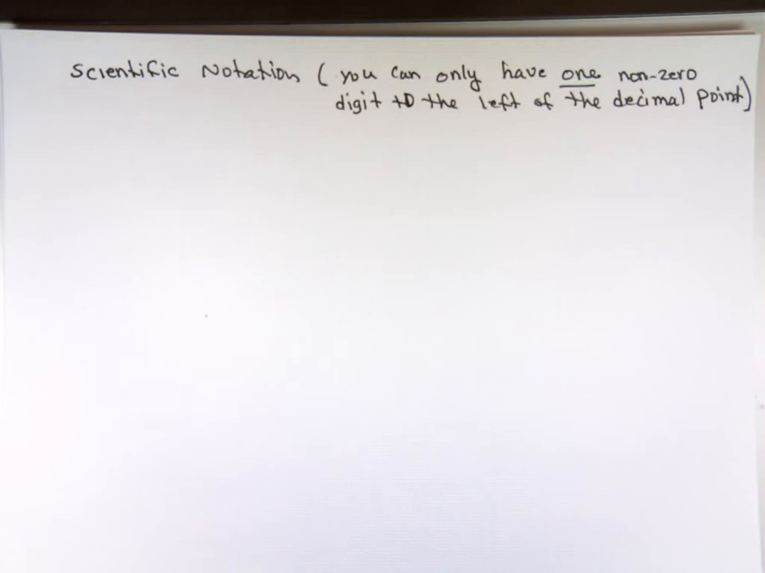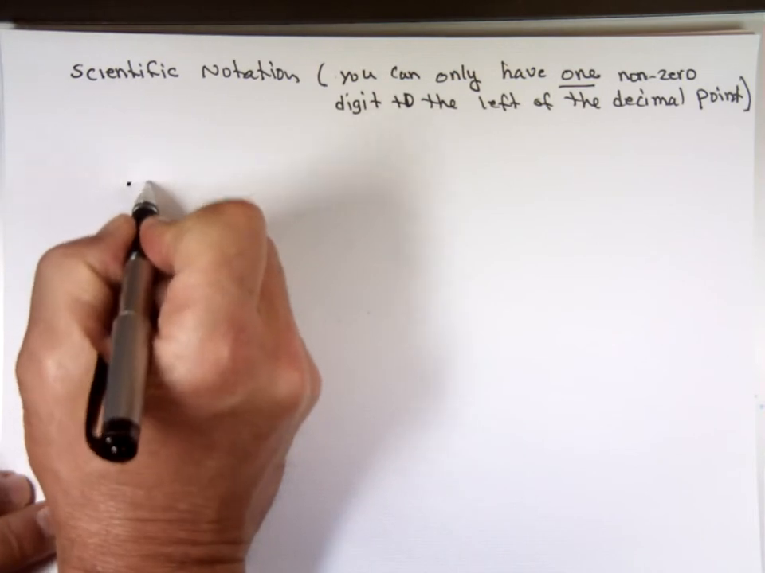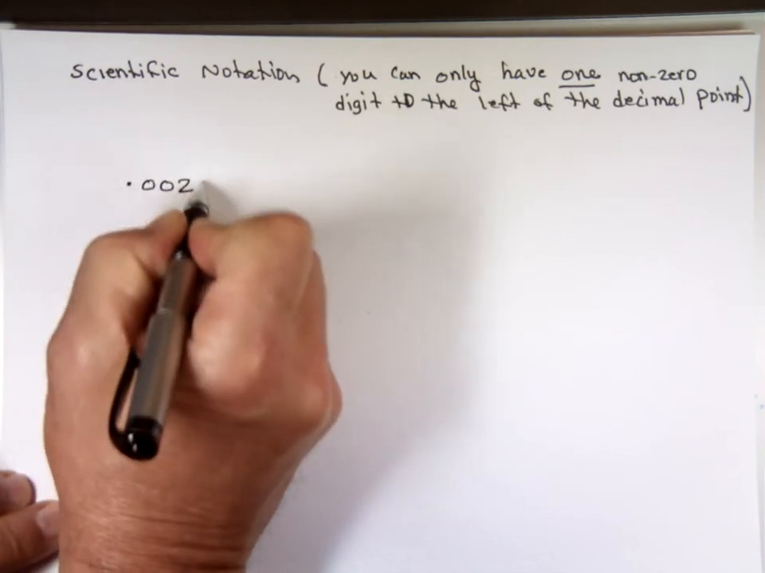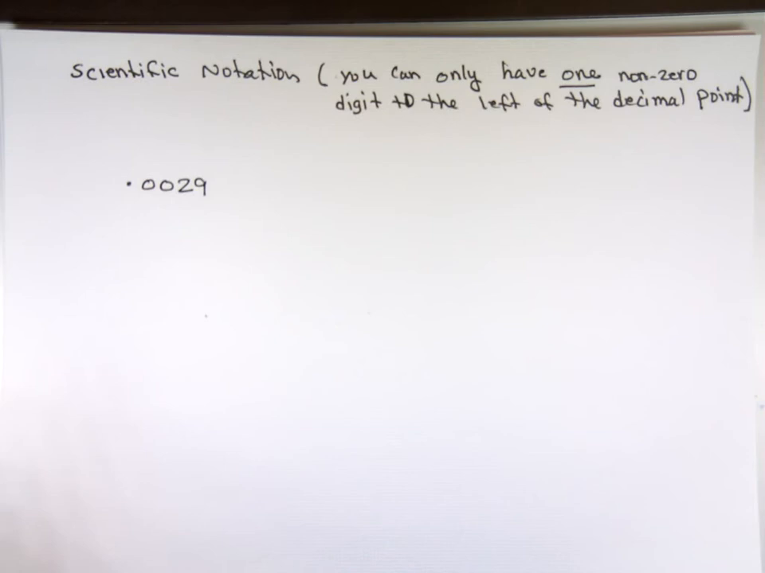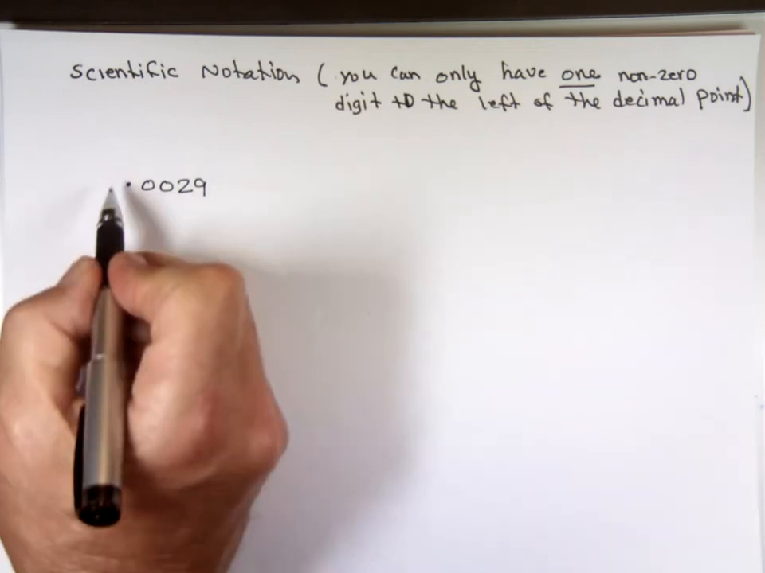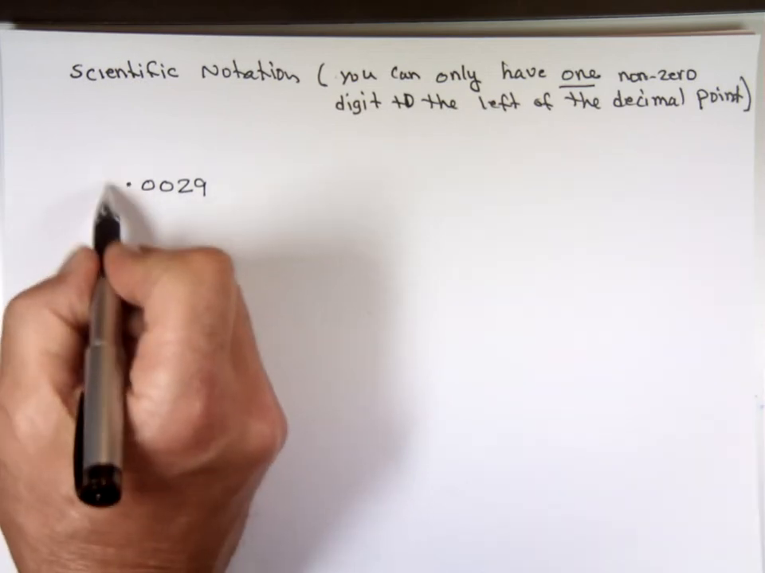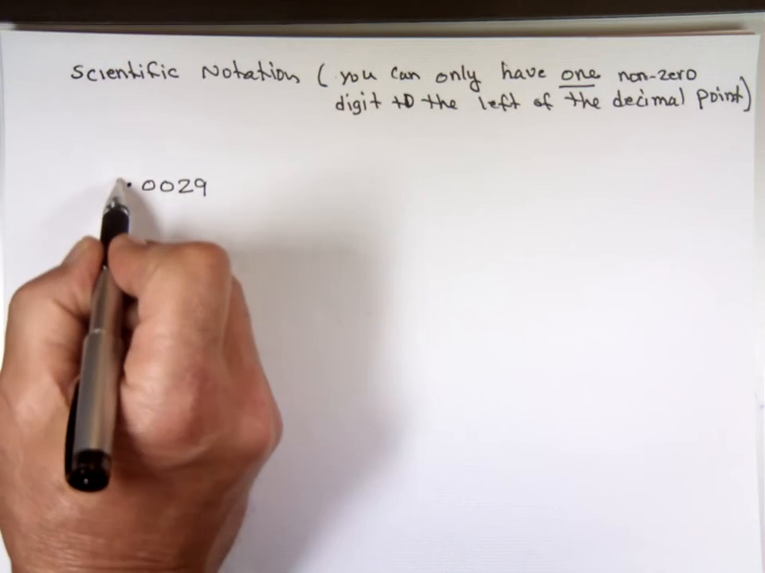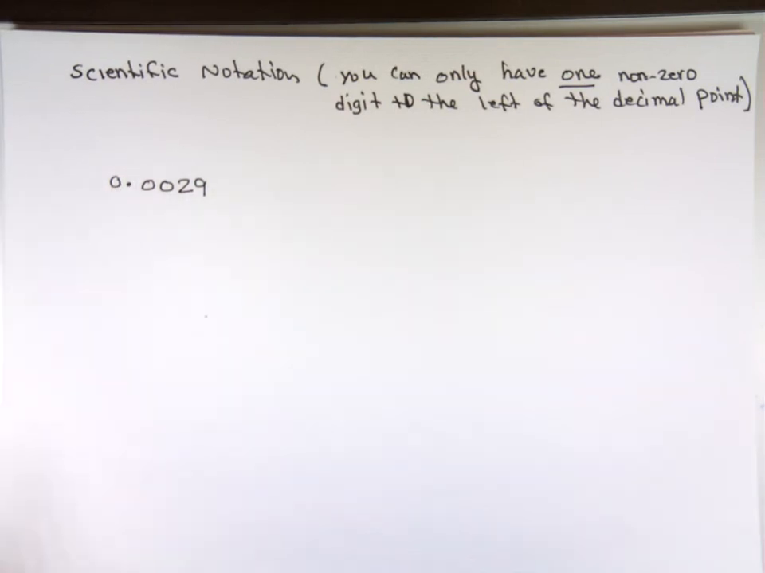So for a number to be in scientific notation, you can only have one non-zero digit to the left of the decimal point. Can't be zero. Can't have two digits. So this is not in scientific notation. Why? Because the number to the left of the decimal point right here, what's that number if you don't see it here? Zero. Can't have a zero. One non-zero digit.